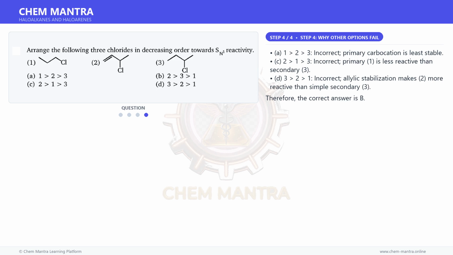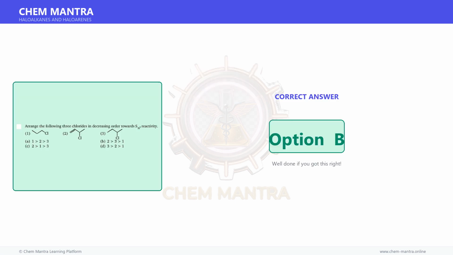A: 1 > 3 > 2 is incorrect; the primary carbocation is least stable. C: 2 > 1 > 3 is incorrect; primary 1 is less reactive than secondary 3. D: 3 > 1 > 2 is incorrect; allylic stabilization makes 2 more reactive than simple secondary 3. Therefore, the correct answer is option B.